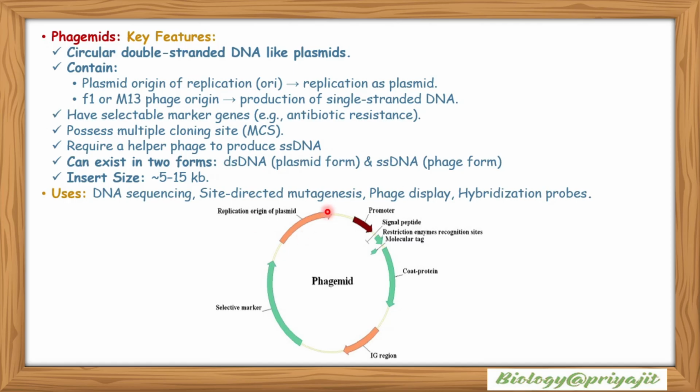It can exist in two forms: DS, that is double-stranded DNA or plasmid form, and ssDNA or single-stranded DNA, that is phage form. Insert size is 5 to 15 kilobase pairs. Uses: DNA sequencing, site-directed mutagenesis, phage display, hybridization, probe formation, etc. So this is the general structure of plasmid.